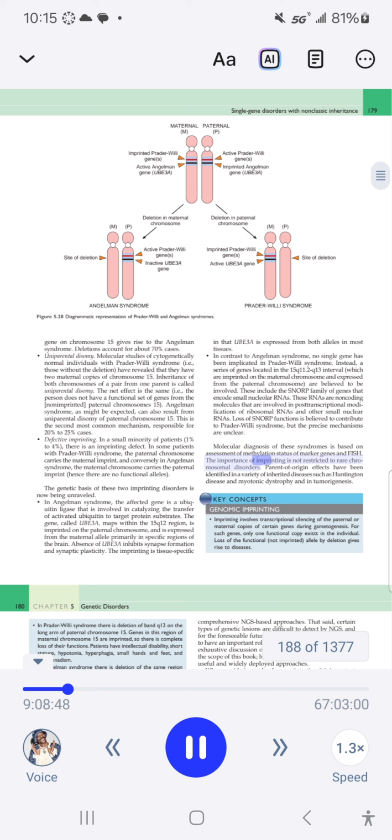The importance of imprinting is not restricted to rare chromosomal disorders. Parent of origin effects have been identified in a variety of inherited diseases, such as Huntington disease and myotonic dystrophy, and in tumorigenesis. Key concepts: genomic imprinting. Imprinting involves transcriptional silencing of the paternal or maternal copies of certain genes during gametogenesis. For such genes, only one functional copy exists in the individual. Loss of the functional, not imprinted, allele by deletion gives rise to diseases.